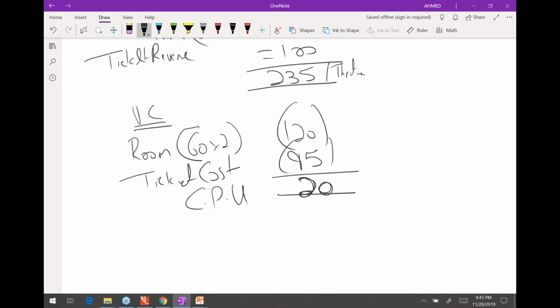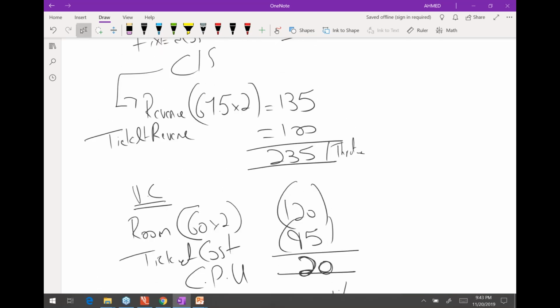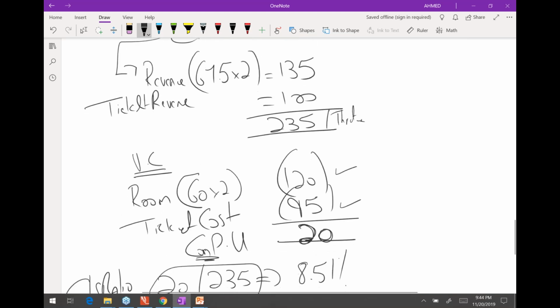Now after this 20, what are we supposed to do? We need the CS ratio. So contribution of 20 divided by selling price of 235 will give you 8.51% as the CS ratio, contribution to sales ratio. So this is all theater specific, guys. Is this clear? Theater specific working that we need to do. This 20 is contribution per unit, sorry, not cost. So the ticket cost is 95. Room variable cost is 120. Room revenue of 2 nights is 135. Ticket revenue is 100.